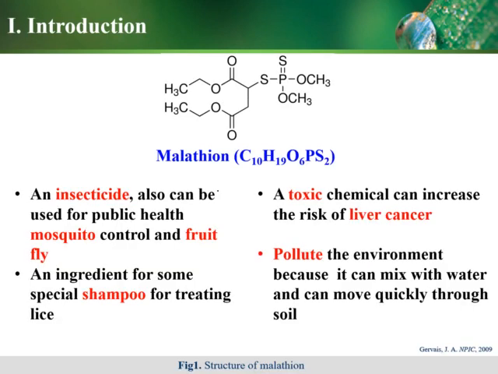Firstly is the introduction of malathion. So, what is malathion? As you can see here, malathion is an insecticide. It also can be used for public health, mosquito control, and fruit fly. It's also an ingredient in some special shampoo for treating lice. However, it is a toxic chemical that can increase the risk of liver cancer. It also can pollute the environment because it can mix with water and can move quickly through soil.